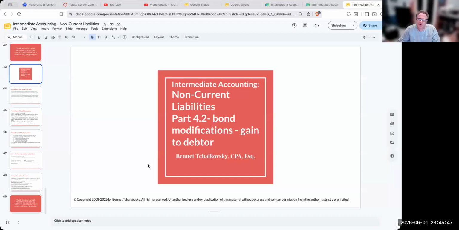So we're going to be going through over here our last part of non-current liabilities for intermediate accounting. We're going to be doing some bond modifications where there is a gain to a debtor. Now, believe it or not, this is going to be easier than what we just went through and computed, but you probably won't believe me until we go through and do it.